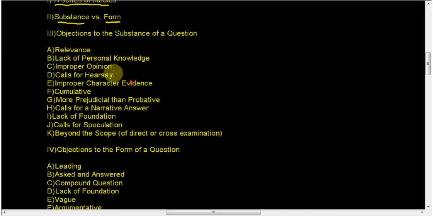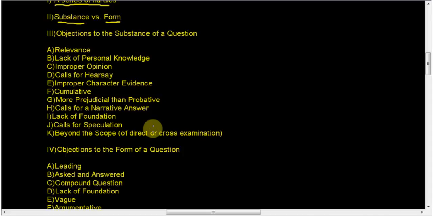And these include relevance, lack of personal knowledge, improper opinion, hearsay, improper character evidence, cumulative, more prejudicial than probative, calls for a narrative answer, lack of foundation, calls for speculation, and beyond the scope of a direct or cross-examination. Those are the objections to the substance of a question, which is actually to what the question is asking.